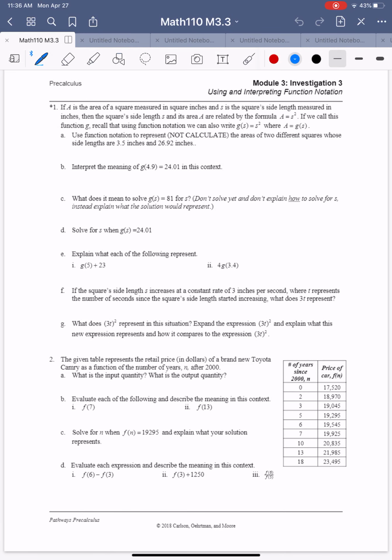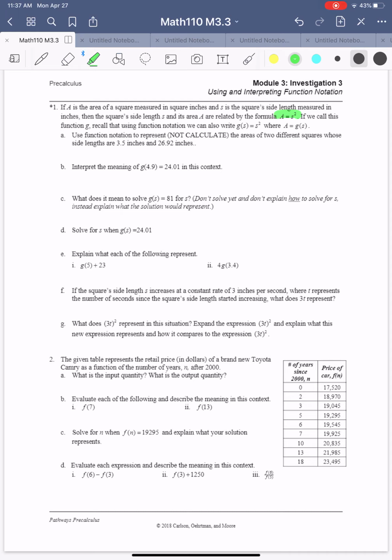Hello, this is Module 3, Investigation 3, using and interpreting function notation. So, number one, if A is the area of a square measured in square inches and s is the square's side length measured in inches, then side length s and its area A are related by the formula A equals s squared.